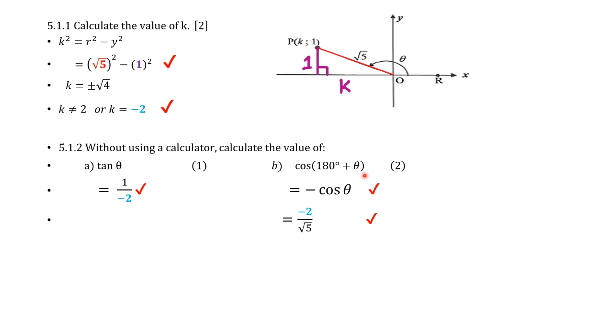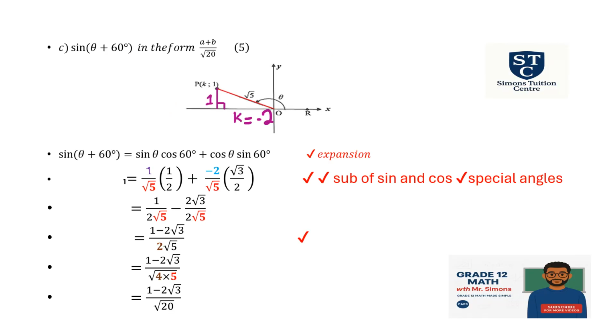Cos of 180 plus theta falls in the third quadrant. In the third quadrant, cos is negative, so that becomes negative cos theta. 1 mark for correct reduction. Then cos theta is x over r, so my x value is negative 2. My r value is square root 5. So negative 2 over square root 5. And there I get my second mark, right? So hope you understand so far. Let's go to the next slide.